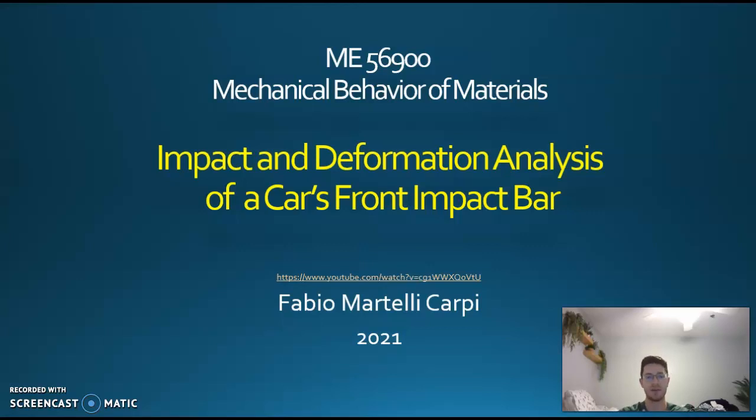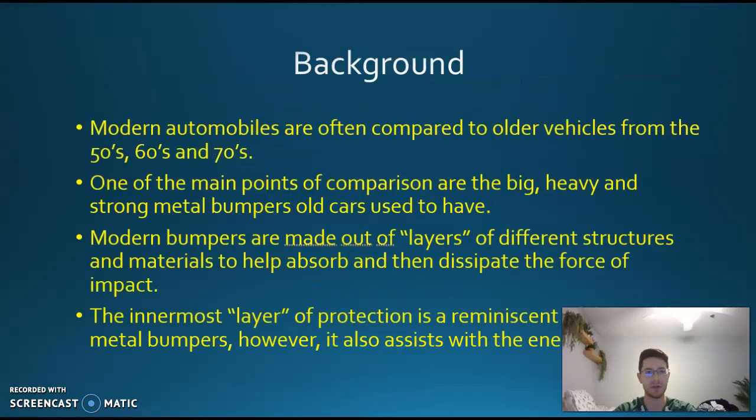Hello everyone, my name is Untitled and my project is the impact and information analysis of a car's front impact bar. Modern automobiles are often compared to the older vehicles from the 50s, 60s and 70s. And one of the main points that is often compared and contrasted, especially by older people, is how those older cars used to have those big, heavy and strong metal bumpers.